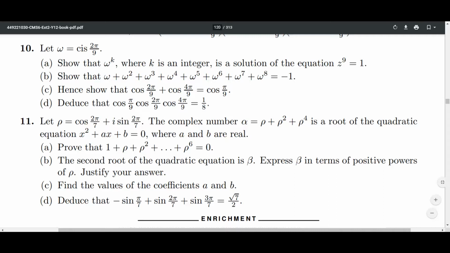Then we're asked, hence, so using what we've just worked out, show that cos 2 pi on 9 plus cos 4 pi on 9 equals cos pi on 9. And then finally, we're told to deduce that cos pi on 9 times cos 2 pi on 9 times cos 4 pi on 9 equals 1 on 8. Whilst you could just get your calculator out and do that, clearly that's not what would get you the marks in a question like this. And there are also ways you could prove this without using complex numbers at all, but again, I don't think that's the nature of this question. The way the question's written, it's really leading us to make use of what we've just shown to deduce this particular result. So that's what we need to deal with.